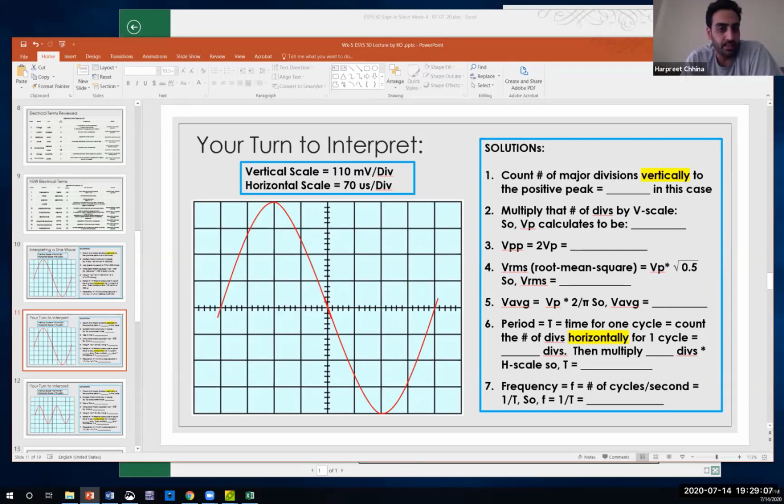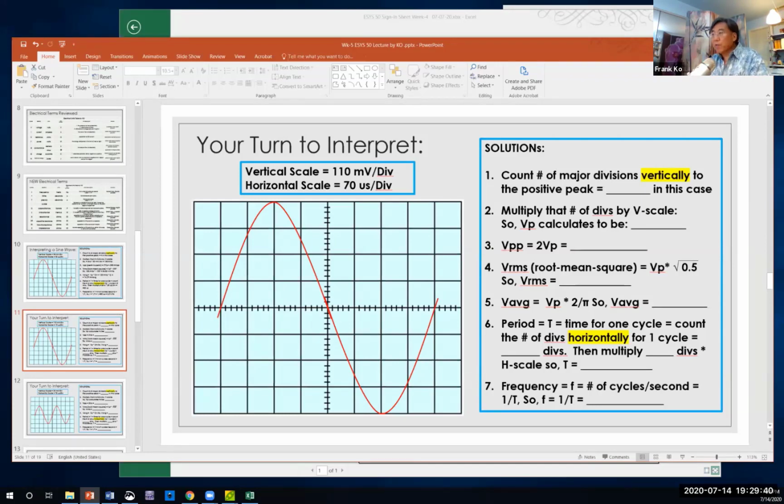So vertically the scale is 110 millivolts. So we got 4 squares. So multiply by 110 comes out to be 440. 440 what? Millivolts. Millivolts peak is how we speak it. So far, so good. Your math is good. How many people agree we have 440 millivolts peak as our amplitude? So far, so good? Good.